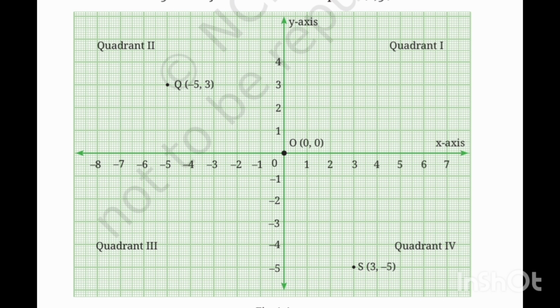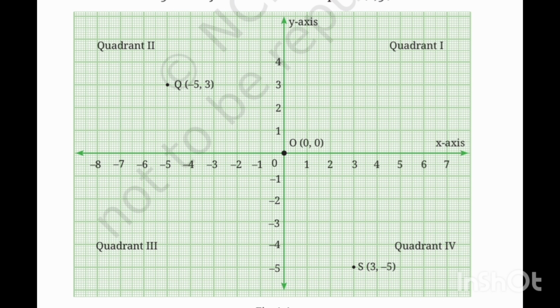So the horizontal line represents the x-axis and the vertical line represents the y-axis. Above the 0 is the positive y-axis, and below the 0 is the negative y-axis. On the right side of the 0 on the horizontal line is the positive x-axis, and on the left side of the 0 is the negative x-axis. Hope you have understood this: positive axis and negative axis.